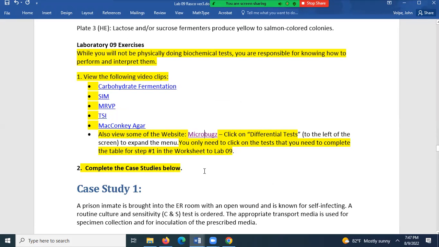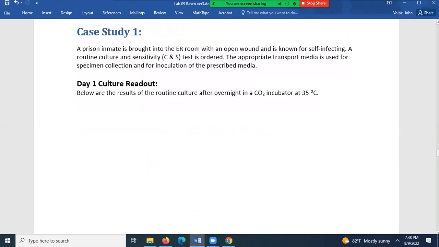So view some of the Microbuzz website, looking at the information on the tests. For the tests, you need to complete table 1, step 1 of the worksheet for lab 9. You also have case studies to do, and you'll be pleased. I grabbed all the case studies and put them in the lab module here.